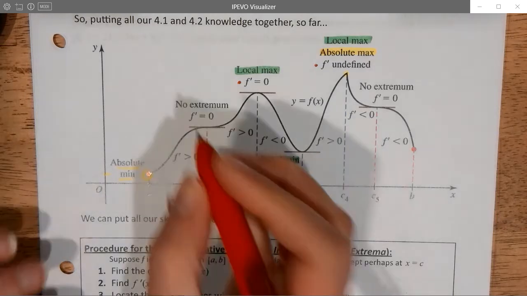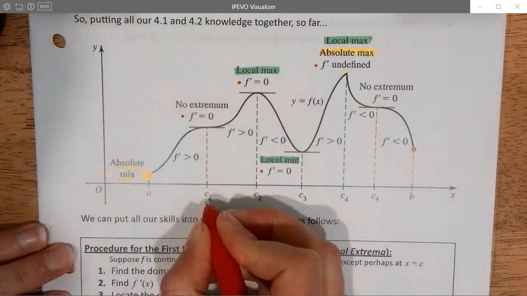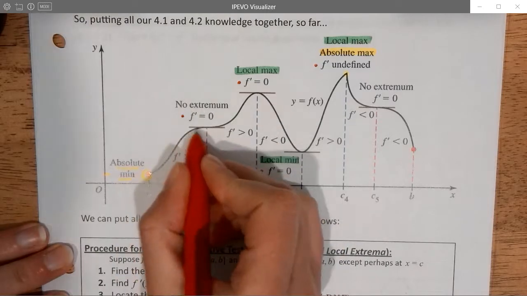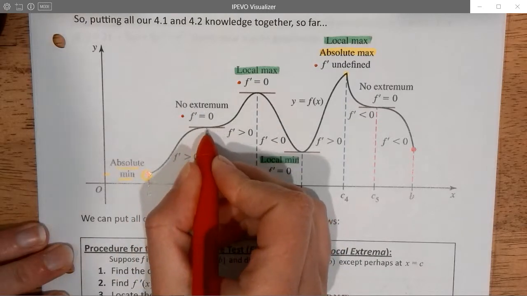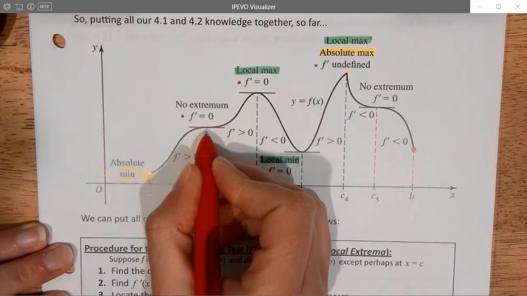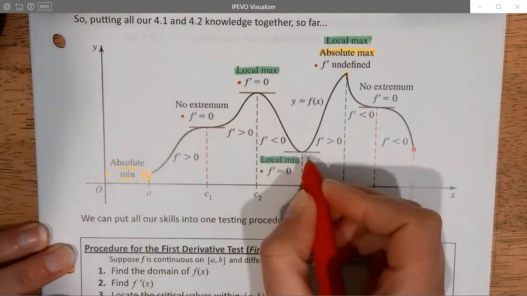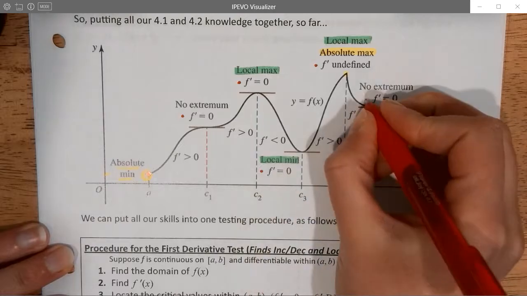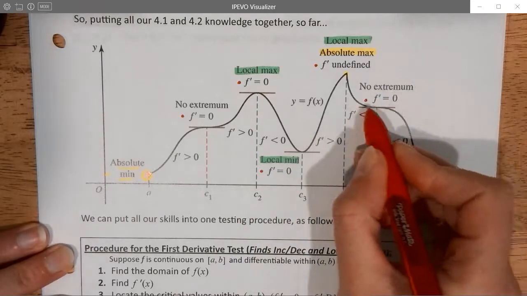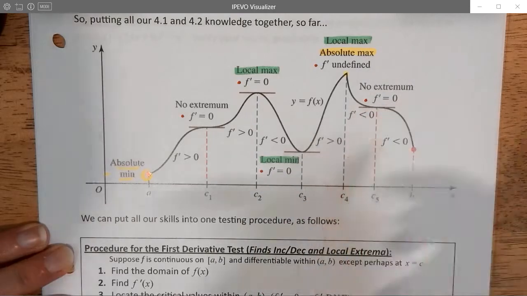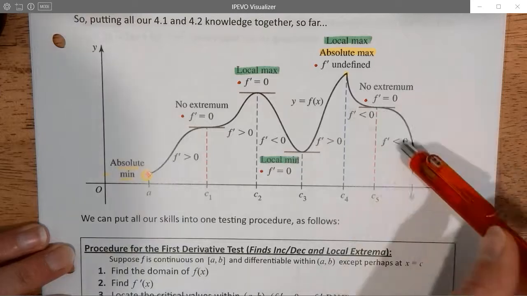Notice that those 3 are extrema, but they are not the only critical values. We have more critical values that happen over here at C1 that is a critical value because the derivative is 0 there, but it did not turn out to be an extrema, similar to x equals 5 from the previous graph. We have another critical value over here at C5 that was definitely a critical value, but again turned out to not be an extrema because the function was decreasing on both sides.